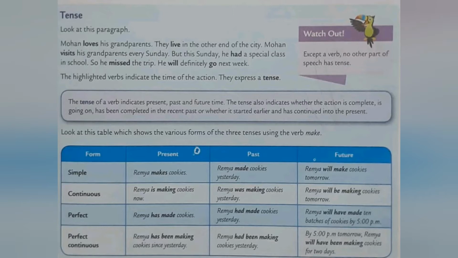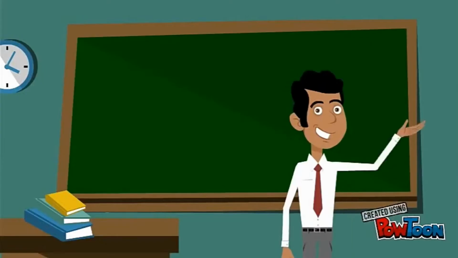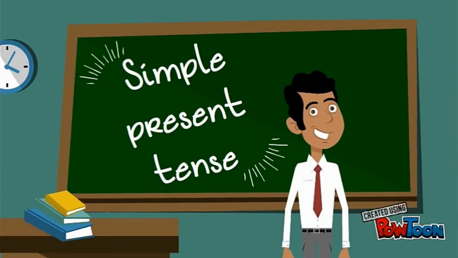The tense also indicates whether the action is complete, is going on, has been completed in the recent past, or whether it started earlier and has continued into the present. So here we have a simple definition of tense. Basically, tense shows the time duration, and here in the first part of tense we have the present tense. Let's talk about the simple present tense first.